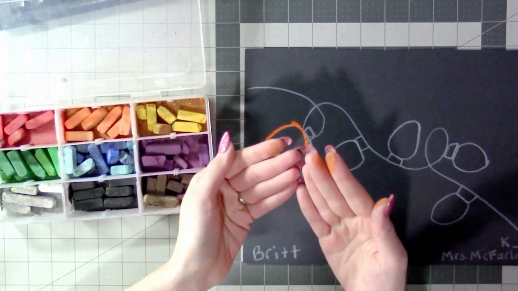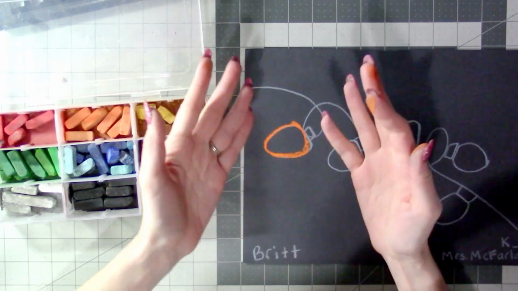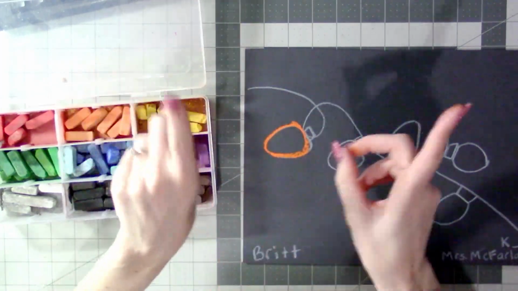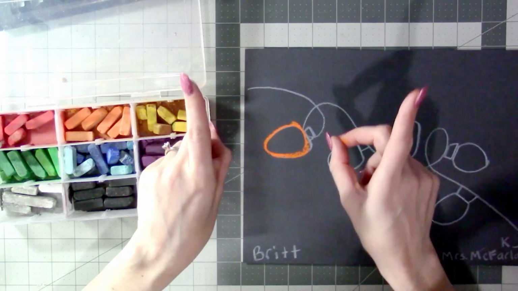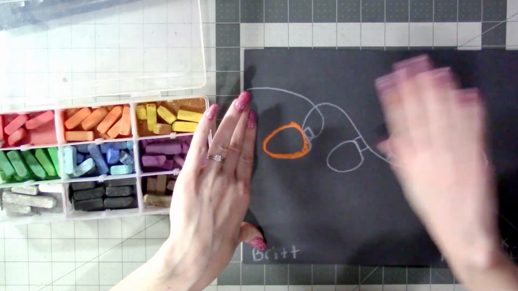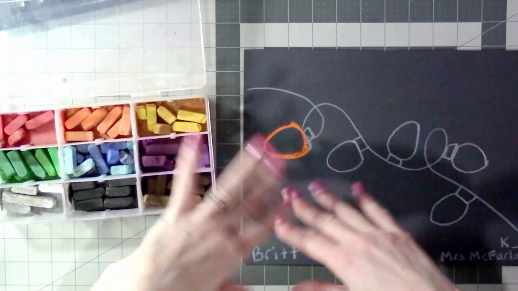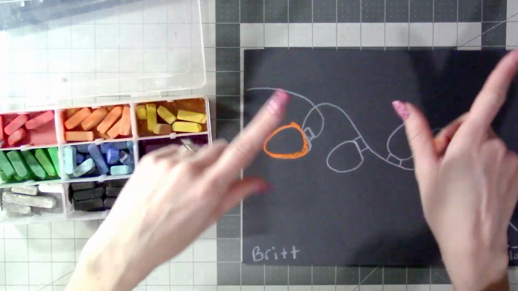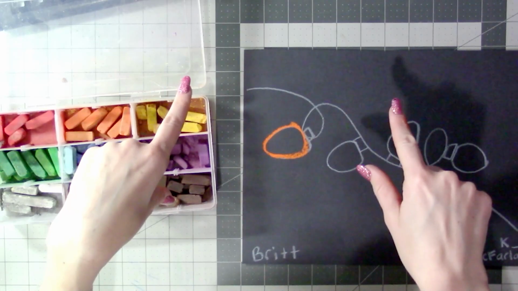Then I have some chalk pastel dust on my fingers. Am I going to wipe it on my clothes? No. Because that will stain your clothes. Am I going to wipe it on my paper? No. Because we're not doing that. At the end of class, we're going to wash our hands.